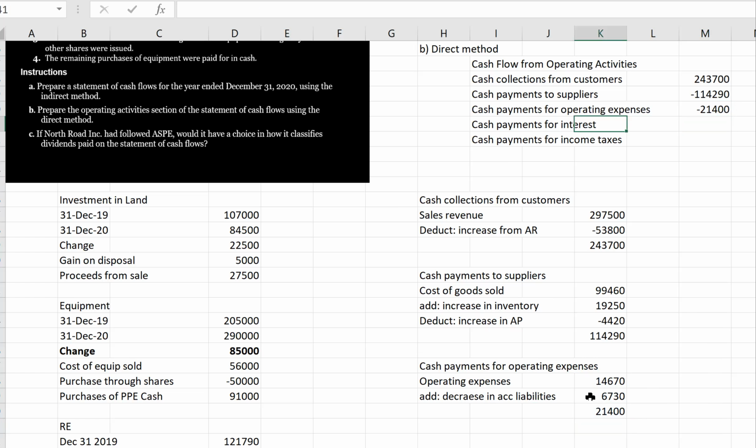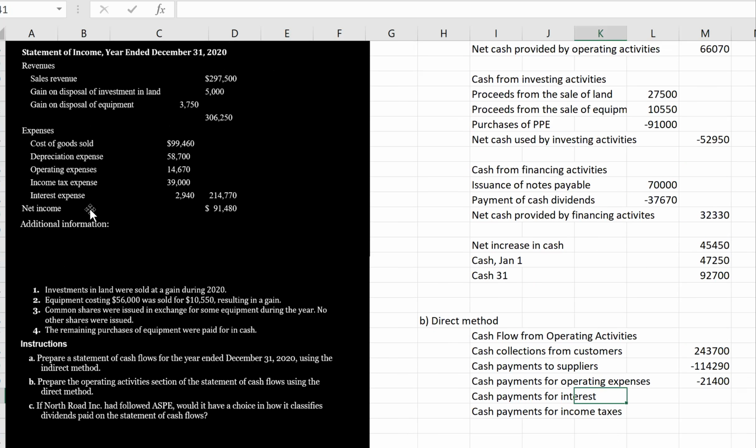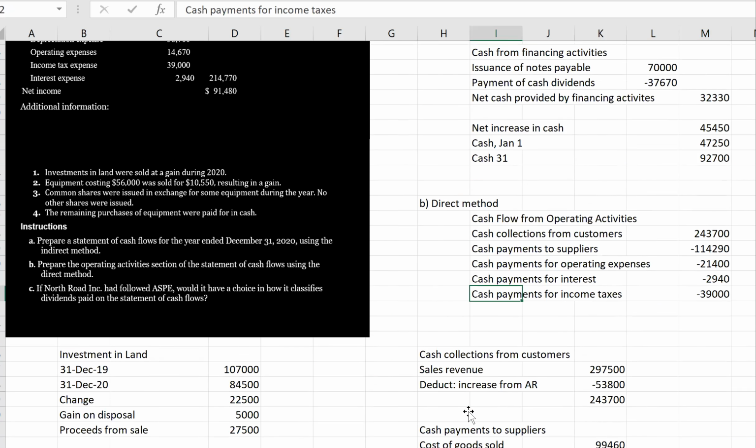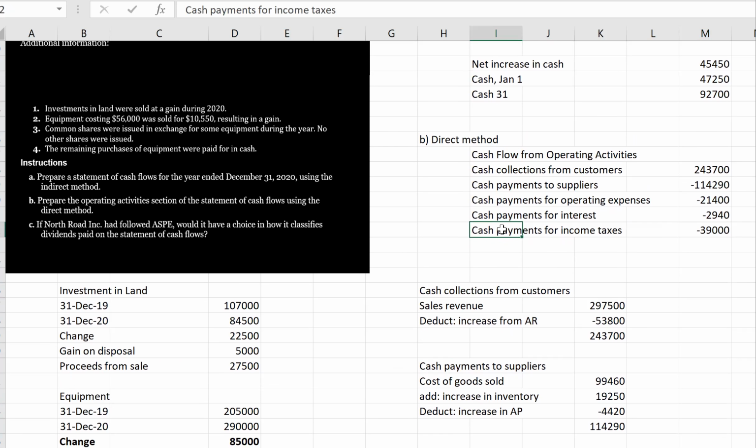Okay. Payments for interest. Well, interest we can take right off of the income statement. So let's see what we've got here. Interest expense is 2,940. So let's put that in here, 2,940. And payments for income taxes. We do have income tax expense going through our income statement, so we can use that as the cash payment for income taxes, 39,000. There's no income tax account, so we're going to use just that income tax expense from the income statement. So this is going to give us all of our net cash provided by operating activities.